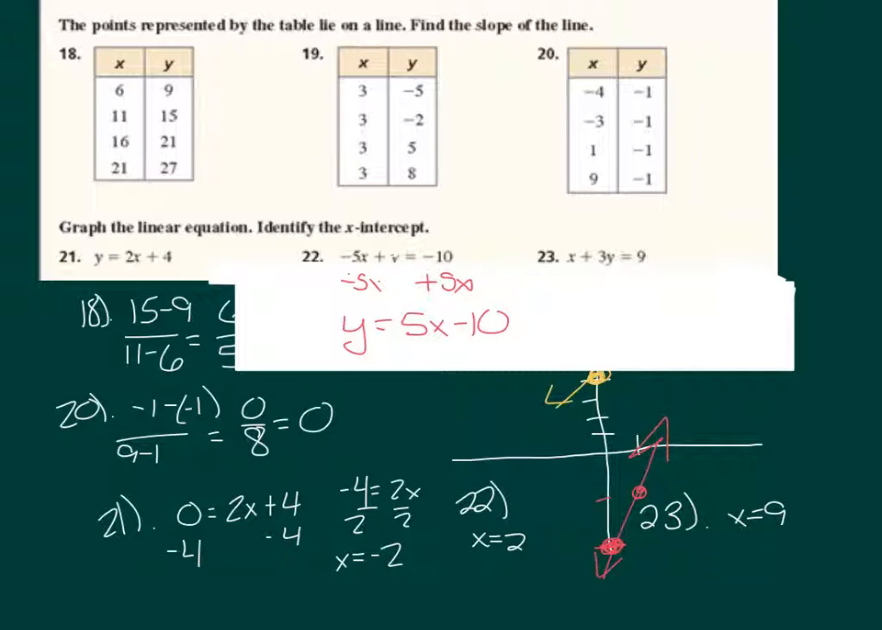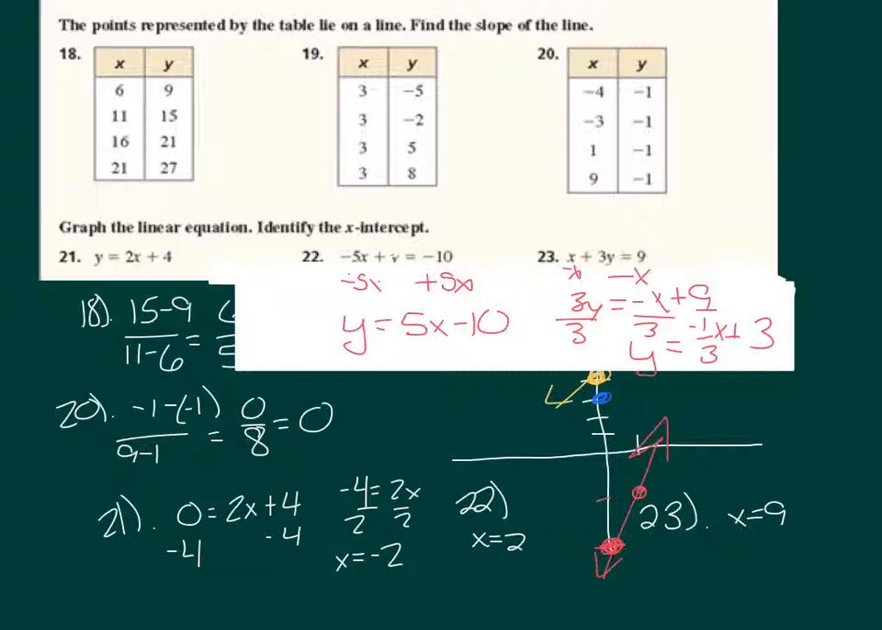Then for the other one, I would take this term, and I would subtract x from both sides, and then I would divide by 3. So I'd get 3y equals negative x plus 9. And I would divide each side by 3, and so my slope would be negative 1/3. And my y-intercept would be, now if I divide that by 3, it would get 3, so plus 3. So I'd have positive 3 for a y-intercept on number 23, and I'd have negative 1/3 for a slope.